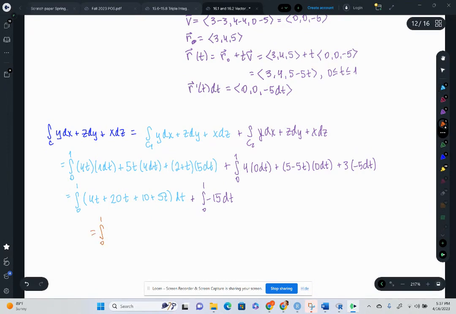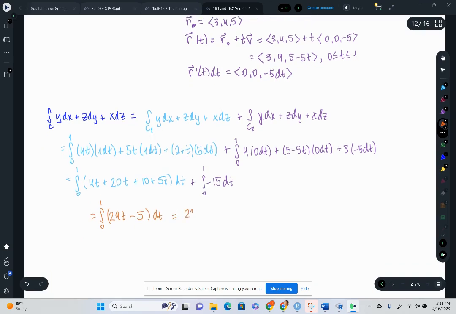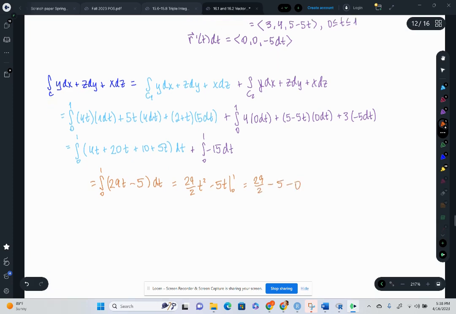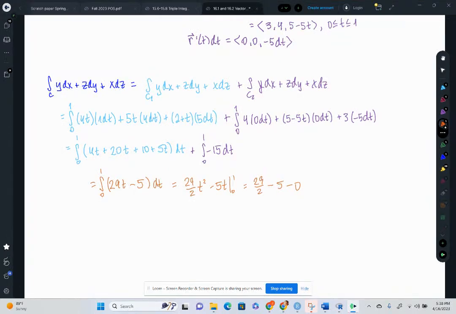It's the integral from 0 to 1. I have a 4t, a 20t, and a 5t. That means I have a 29t. I have a plus 10, and from the other integral, I have a minus 15, so it's minus 5 dt. All right, this is going to give me 29 over 2 t squared minus 5t from 0 to 1, which gives me 29 over 2 minus 5 and then minus 0. 29 halves minus 5. I can rewrite the 5 as 10 over 2, and this gives me 19 over 2 for a final answer there.